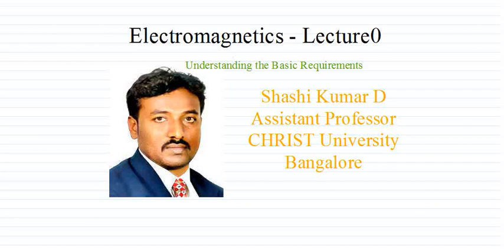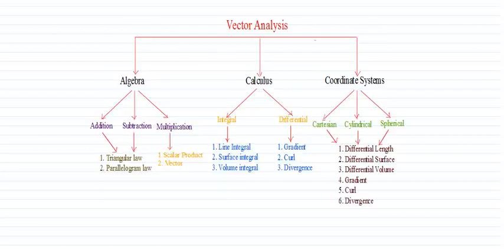Dear students, in this lecture we will be understanding the basic requirements for learning electromagnetics. The mathematical tool which is used for understanding electromagnetic field behavior is vector analysis. This vector analysis has three parts: one is algebra, calculus, and then coordinate system.